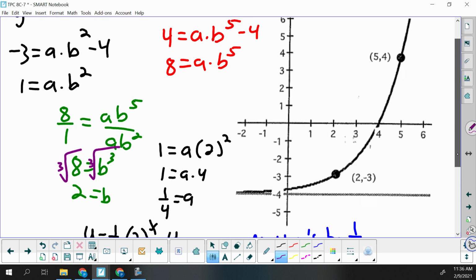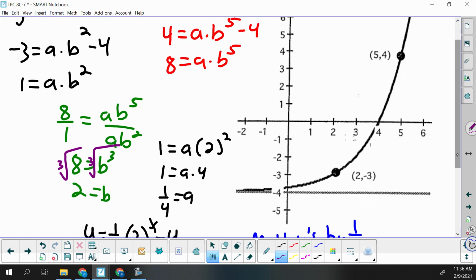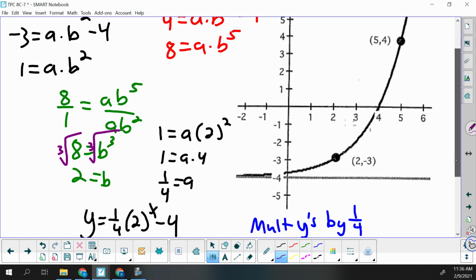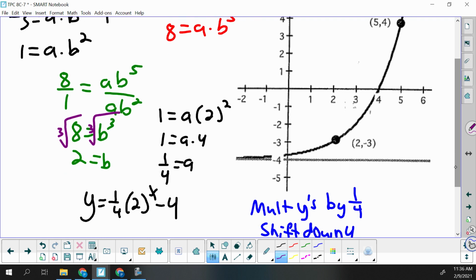We didn't have anything raised to the 0, so pick one of them to sub into. I subbed into the 1 equals a times b squared, the black equation. When you divide the 4 over, you get a is a 4th. So our final equation, we should have 1/4 times 2 to the x minus 4. The 1/4, you could either say multiply the y's by 1/4 or vertical compression by a factor of a 4th, and then a shift down 4.